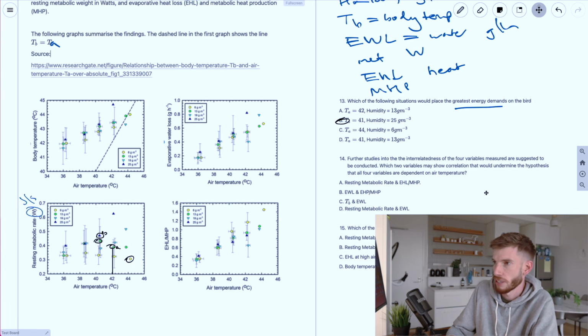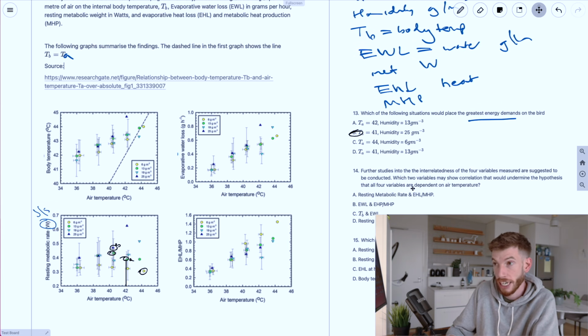So the hypothesis of the study was that air temperature was the independent variable every time, and that was what was causing the changes in all 4 of these measured variables in the graphs. But then we're looking for what pair of y variables or dependent variables may actually have some interrelation between them. And it may not actually be air temp, it may be those 2 that are contributing, or one's affecting the other. So effectively what you have to do here is look at which 2 graphs actually have the same shape or the same rough scatter.